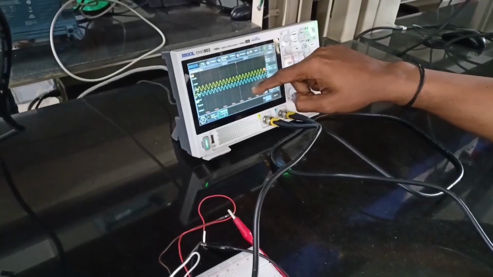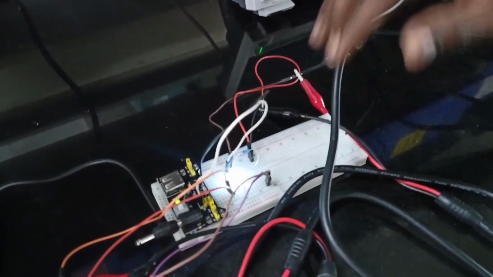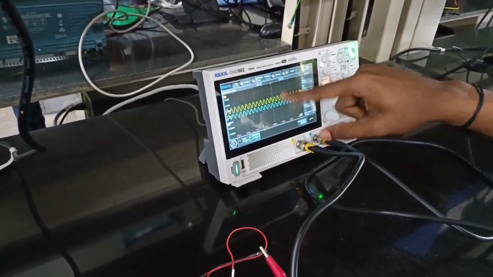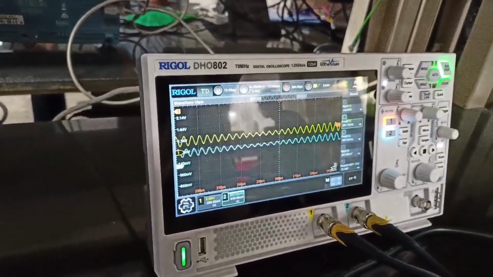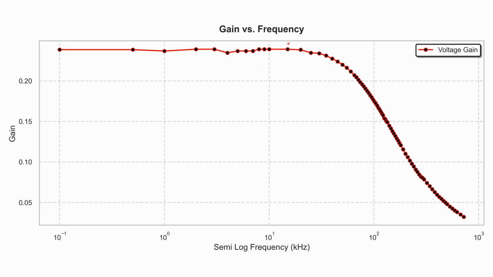On the oscilloscope, the yellow sine wave represents the input signal, while the blue sine wave represents the output signal. When we change the input frequency on the signal generator, the shape of both the input and the output sine waves also changes. This graph represents the gain versus frequency response of the photodiode experiment.